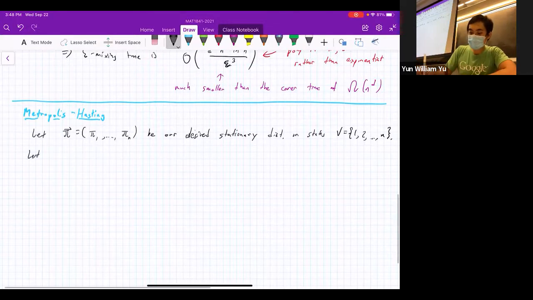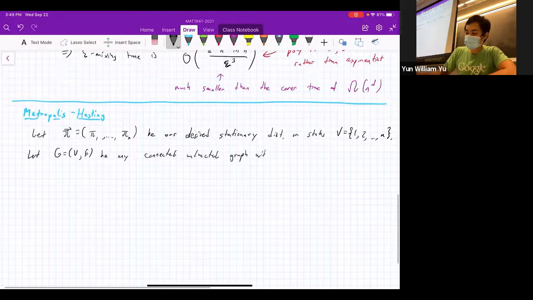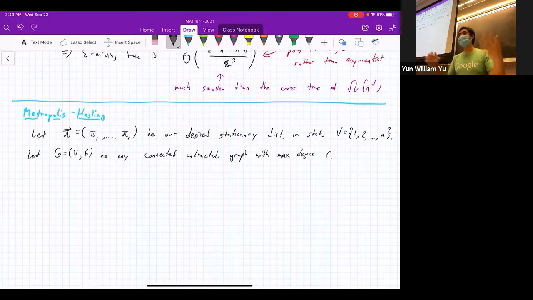So what we're going to do is we're going to let G equal (V, E) be any connected undirected graph with max degree R. Where degree is just the number of undirected edges that include the node. And undirected here just means that if the edge from I to J is there, so is the edge from J to I, and they have the same weight. Okay, so we have any connected undirected graph.